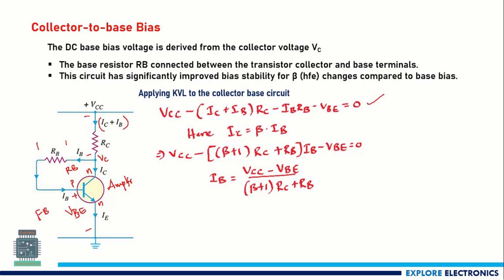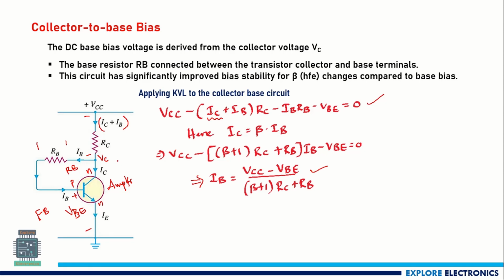As we know that IC is equal to beta times IB, in place of IC I am going to write beta into IB, and after simplifying I am going to get VCC minus (beta plus 1) into (RC plus RB) into IB minus VBE is equal to 0. Here we are trying to get the expression for IB finally. How we can find IB is that VCC minus VBE divided by (beta plus 1) into RC plus RB. This is the expression for IB.